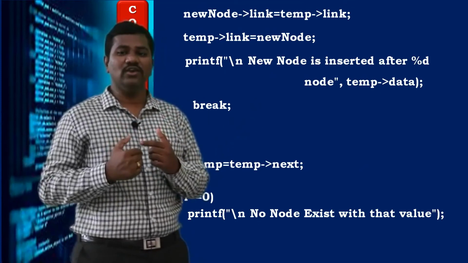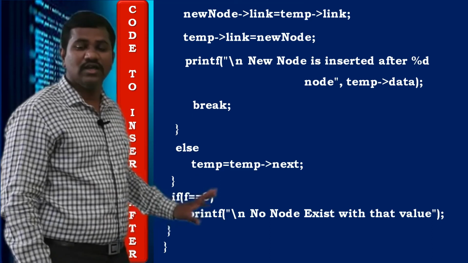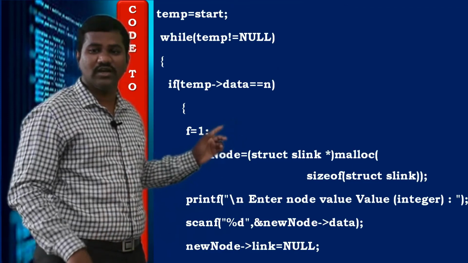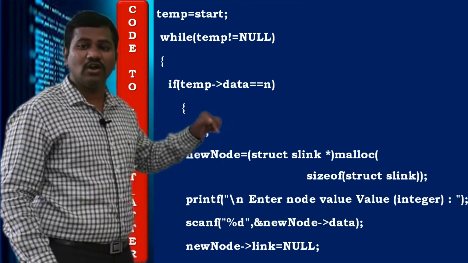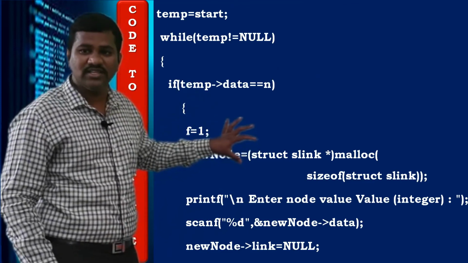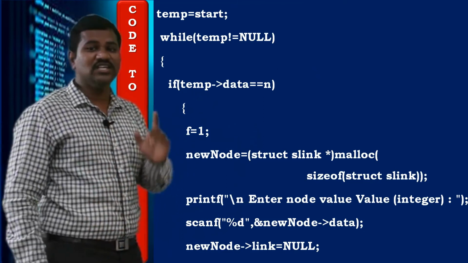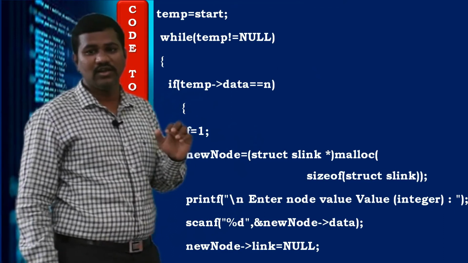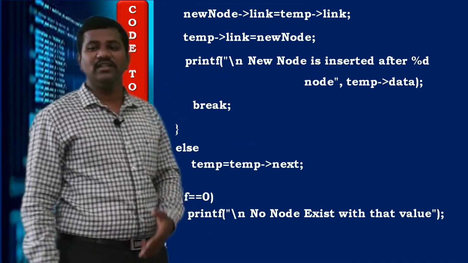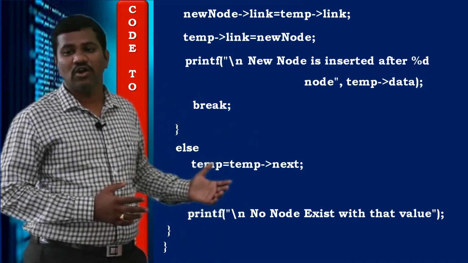After coming out of the while loop, we check whether the value of f is equal to 0 or not. Inside the while loop, if the if part is executed, the value of f is changed to 1. If the if part is not executed, the value of f remains 0. That means if the if part is executed, we found the node; if not, we did not find the node. That is how the f value plays an important role here, right? So we check the condition: if the value of f is 0, then we print that no node exists with that value. If the value of f is 1, then that is not executed, right?